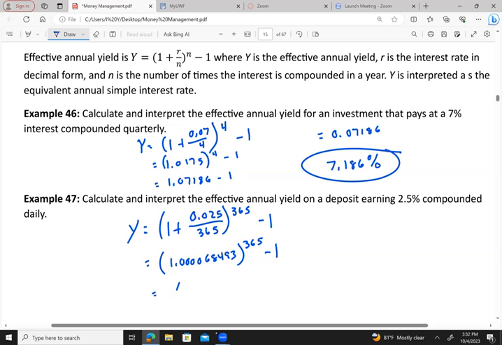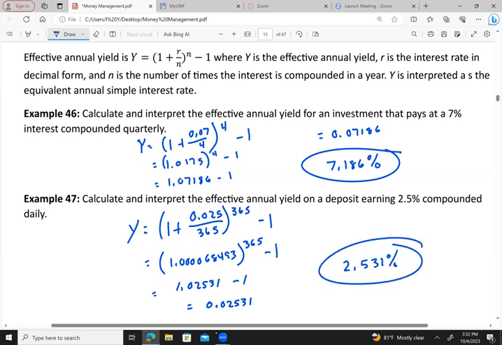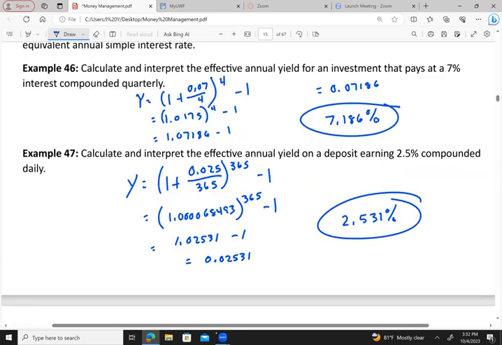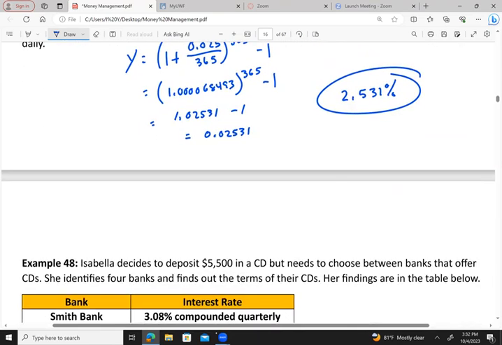And here I get 1.02531. And I'll stop there. Minus 1, which gives me 0.02531, which is 2.531%. Not a whole lot of increase, but an increase still. And while 31 one-thousandths of a percent may not sound like much, when you're talking large amounts of money, it can be quite a bit.